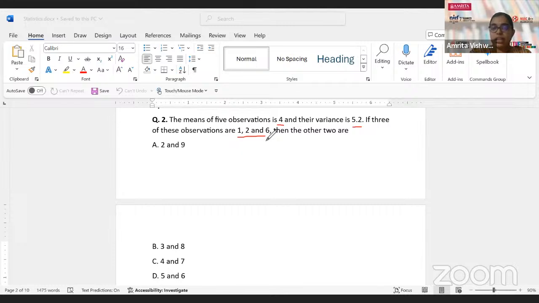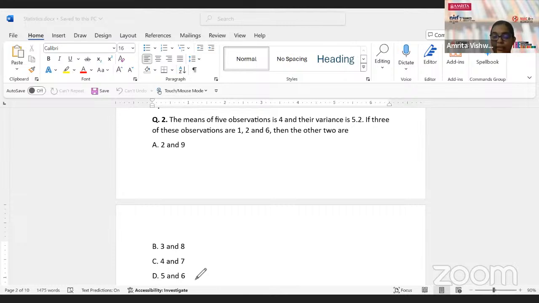Read the question once again. It is clearly given in the question that we are having 5 observations and the mean of the 5 observations is given as 4. And even in the question, they have given us the variance, that is 5.2. And out of 5 observations, they have given us 3 observation values also, that is 1, 2, and 6. You need to find the remaining 2 values here. So just try to do it. And the options are: option A is 2, 9. Option B is 3, 8. Option C is 4, 7. And option D is 5, 6.